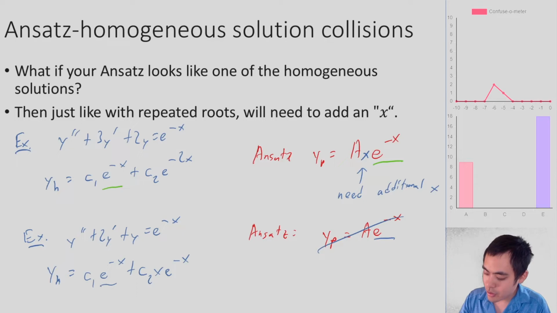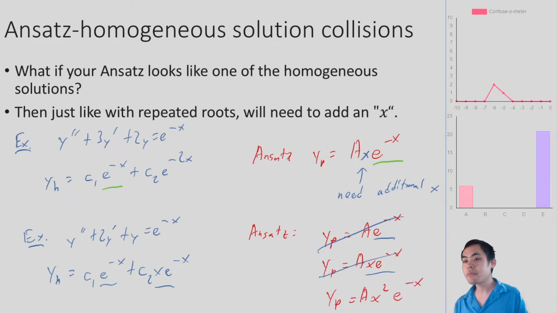So let's try adding another x to it. A x e to the minus x. Unfortunately, that also doesn't work because that appears there. And so our actual ansatz is going to be yp is equal to a x squared e to the minus x. So basically, whenever you have a collision of this kind, you need to add an x to your ansatz.